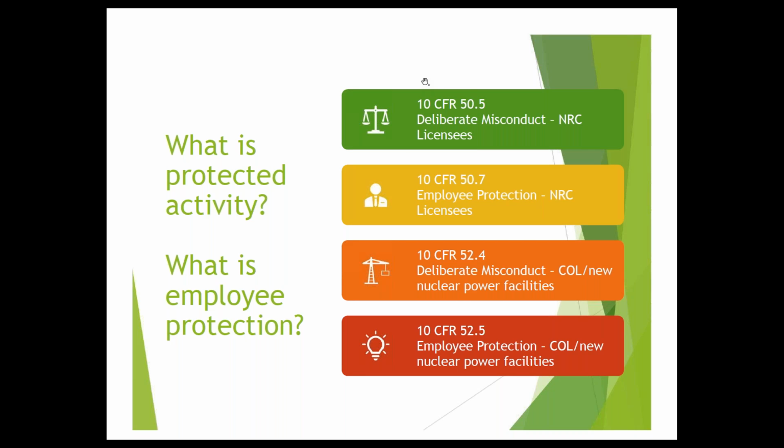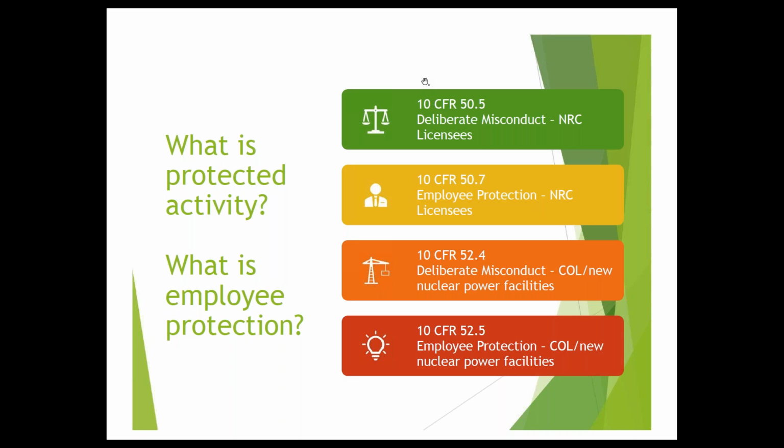So the concepts of protected activity and employee protection are outlined in multiple sections of the federal code as it applies to licensing, construction, operations, and also decommissioning of commercial nuclear power facilities or other nuclear related services that are governed by those sections of the code or operated or constructed under a license issued by the NRC. And broadly, those concepts are defined in parts 50 and 52 of the Code of Federal Regulations.